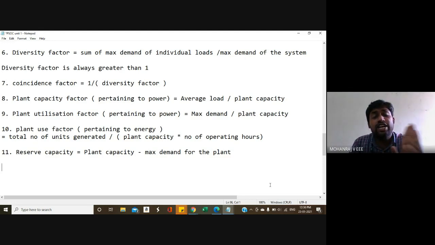This is known as economic operation. This is used for economic operation of our power plant or our power system. So to calculate the amount required to generate 1 unit of energy, we should learn all these terms. Hope you understand.